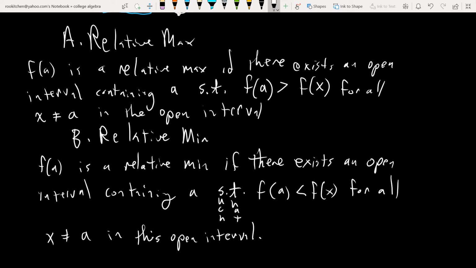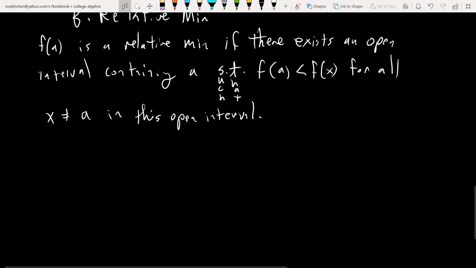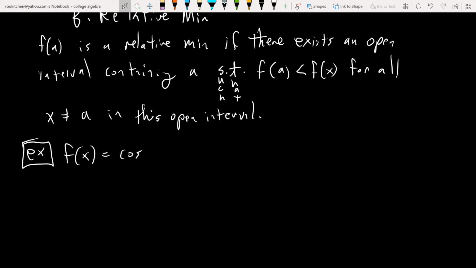Okay. And of course, if you can't read my handwriting, these definitions are in the book. So, okay, let's take a look at an example. We'll just look at the cosine function. F of X equals cosine X. Oops, I put cosine T. Sorry. Okay, so here we go. Let's put some tick marks on here. I'll go by pi over 2's.